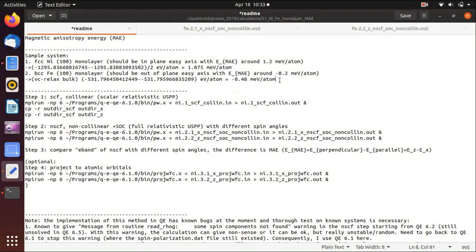So in the last two videos, I have shown you how to calculate the magnetic anisotropy energy of nickel monolayer and iron monolayer, and we have successfully reproduced the literature value as well as the correct easy axis, yeah. And in these two examples, we use the lattice constant that is the bulk value, but of course you can also relax the monolayer and get a very different lattice constant. However, the magnetic anisotropy would be quite similar.